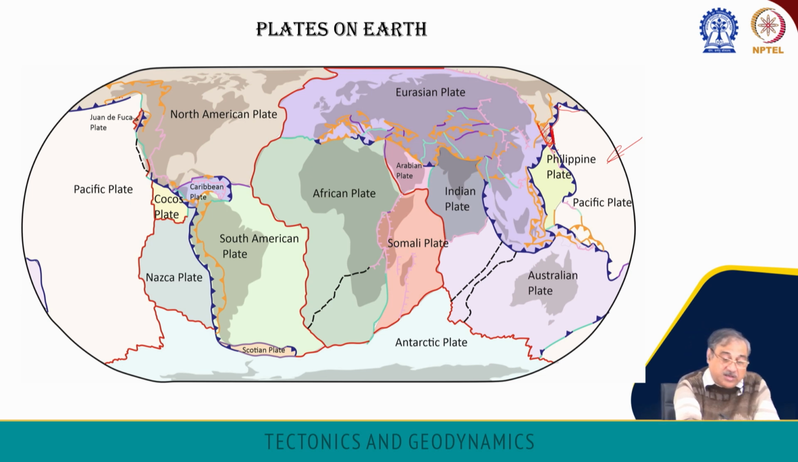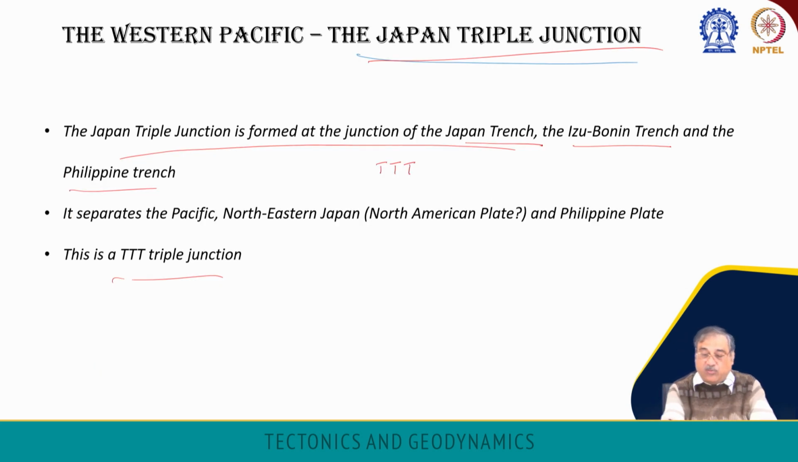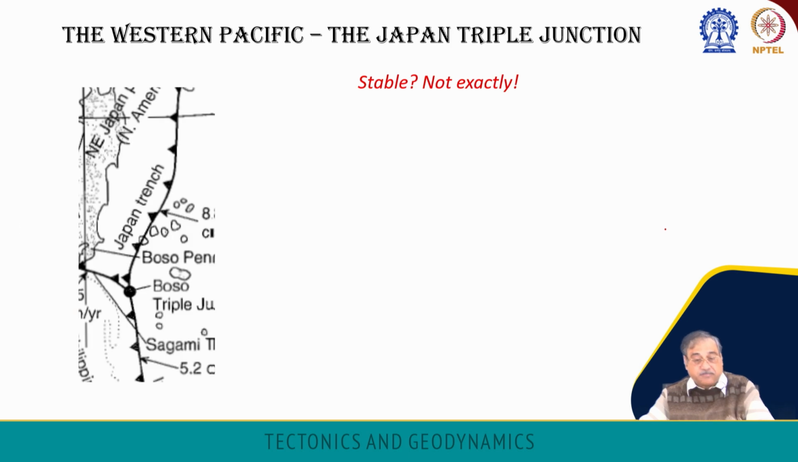So the North American plate continues from here. If you look at the western part of this plate, it continues from here, continues through here, and then continues up to about here. So that's the idea. So you've got the North American plate, the Pacific plate, and the Philippine plate meeting at that particular point. So this is what was indicated when I say that it's the junction between the Pacific, the northeastern Japan, that is the North American plate. I put a question mark because of the uncertainty about which plate it actually is, and the Philippine plate to the south again. So let's just now try to see whether this particular junction is stable.